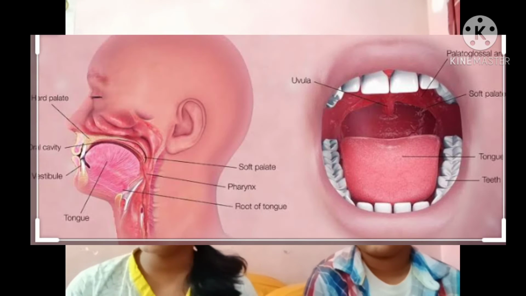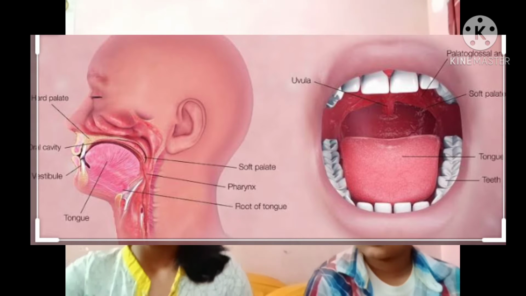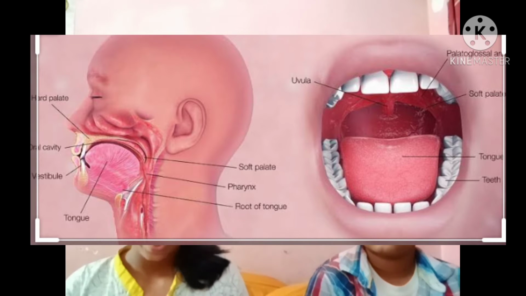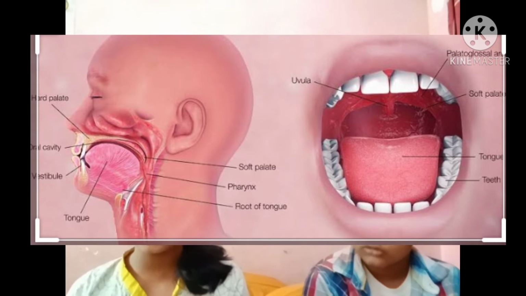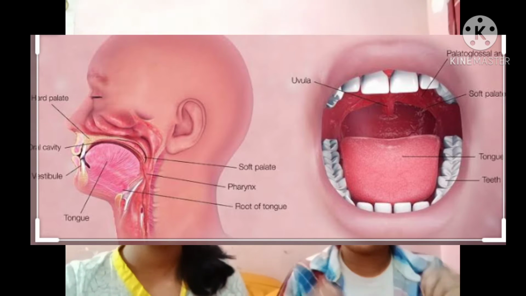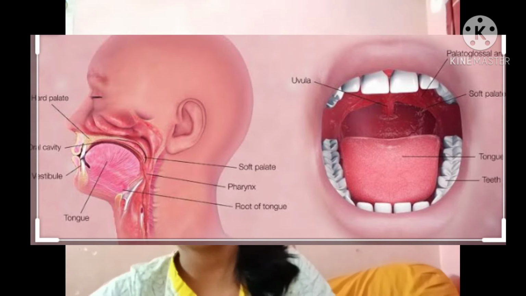Now we will discuss all these parts briefly. So let's start. The mouth. First we will learn about the mouth. Inside our mouth we will find the 16 pairs of teeth, tongue and salivary glands. So first we will learn about the teeth.